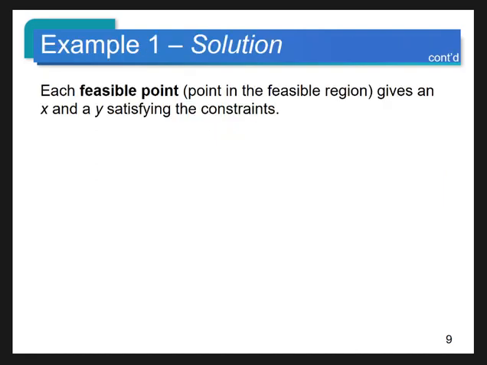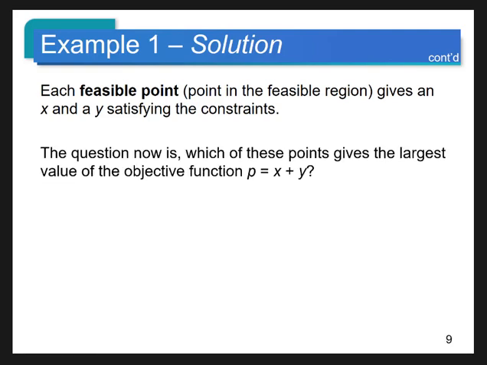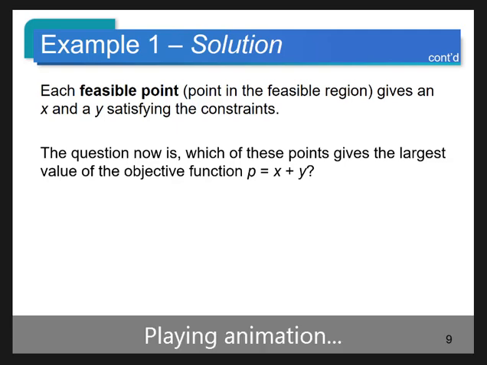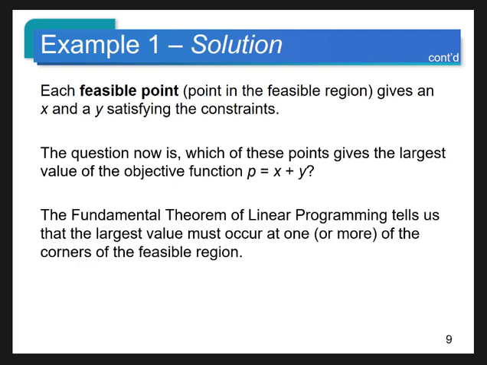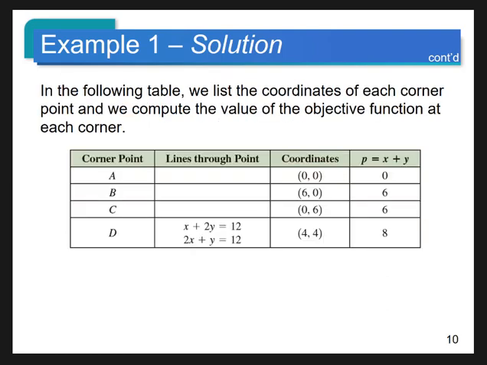So we've defined the feasible region. Now the question is, which one of those points in that feasible region gives us the maximum value of that objective function? And as we said, one of the fundamental principles of linear programming is it occurs at the corners. So we have to locate those corners.